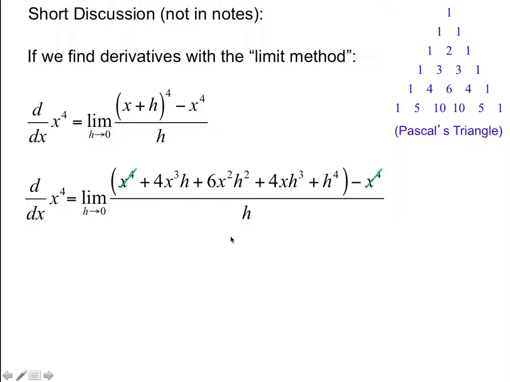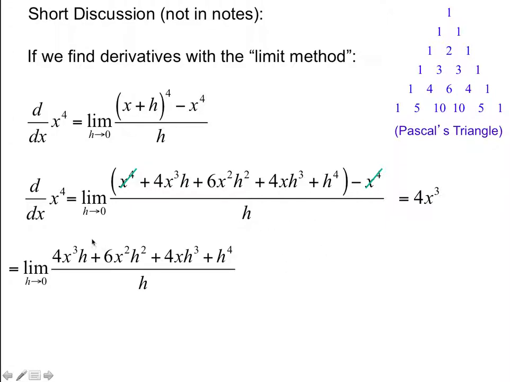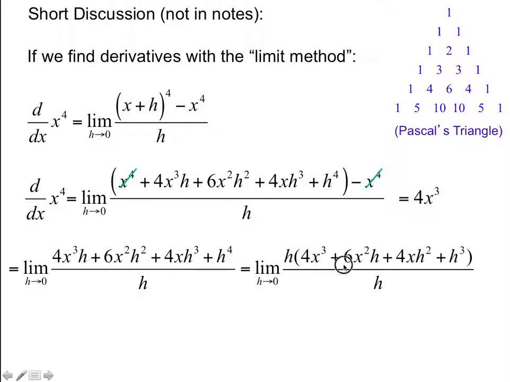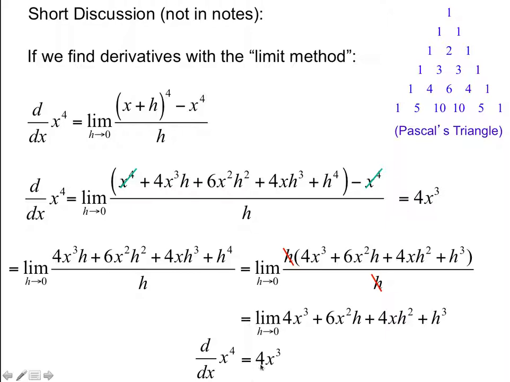We can cancel out, and we can factor out our h. I know I skipped some steps here. Oh, I think I had the steps below, actually. There we go. Here's what we have left. We can factor out an h and cancel that h. And then we're left to take the limit of this. And if we notice, we can put 0 in for these last terms here, and we're left with just the 4x cubed. So the derivative of x to the 4th is 4x cubed.